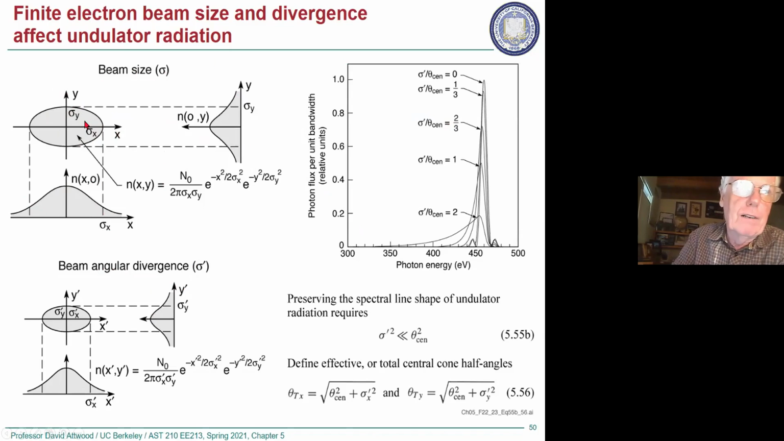And accelerator physics people like to use RMS values, sigma values, to describe it. So they'll say that the electron density as a function of x and y is the total number of electrons in the beam divided by basically an elliptical area here, okay, and some Gaussian distribution in the two planes, okay? So that's what we call a beam diameter, a beam size.